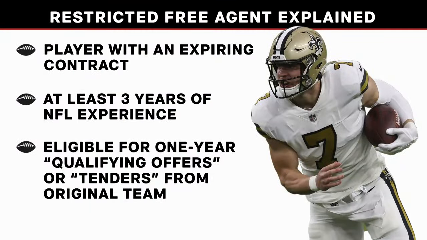And then there's the transition tag, which allows a team to match any offer, but does not guarantee compensation if the player leaves. These three tags give leverage to teams and are generally used to negotiate longer-term deals with their franchise players. While Elway and Steve Young were the first to receive the franchise tag, teams soon started using the rule as a negotiation tactic for players of all positions.